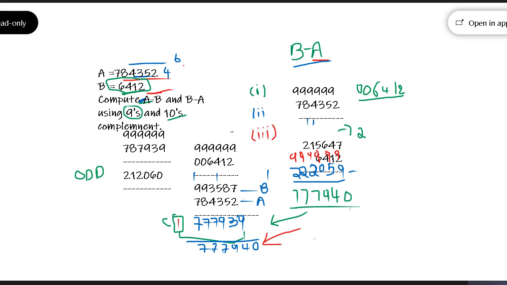becomes 2 1 5 6 4 8, and again if you add 6 4 1 2, you will get 0 4 plus 1 5 6 here. So basically 2 2 2 0 6 0. Now what you'll do to this is again tens complement, because you are doing tens. When you do tens complement, again you'll get this particular value. So the procedure is the same.